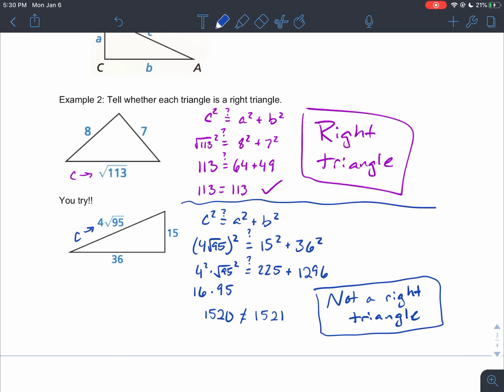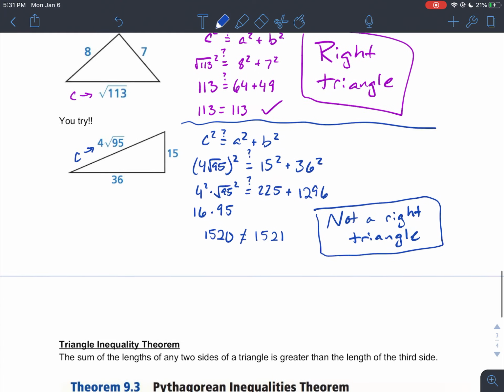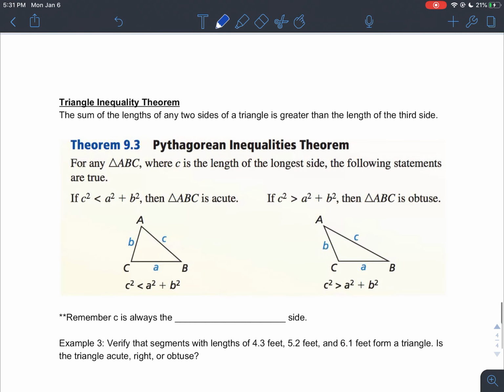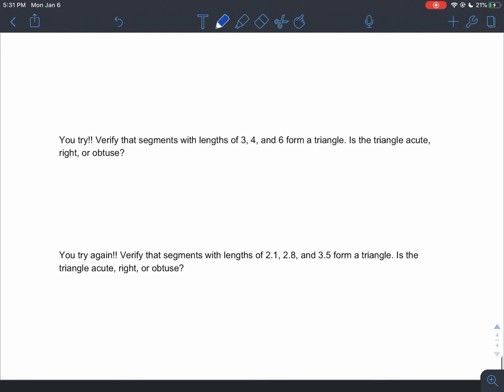All right, take a moment, take a breath, and then flip over. Make sure everybody's got this down. And then we're going to look at the triangle inequality theorem. All right, flip on over. All right, the triangle inequality theorem.